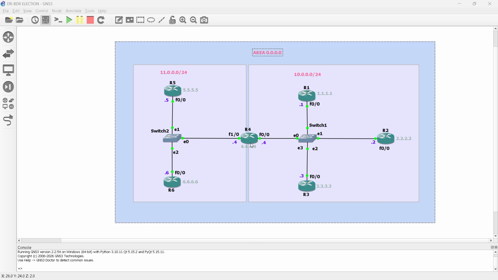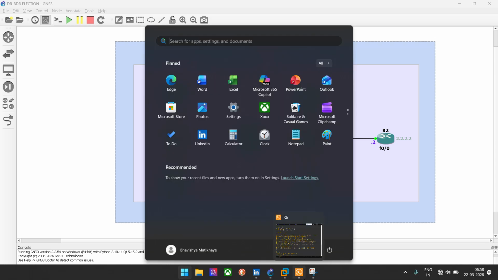R4 is DR due to the highest router ID 4.4.4.4. Then we have R3 as BDR due to router ID 3.3.3.3. After that, we have R2 and R1 as DR others in this particular topology, right? If you want to see that, we can see that as well.